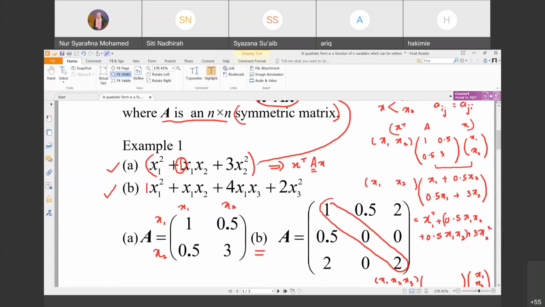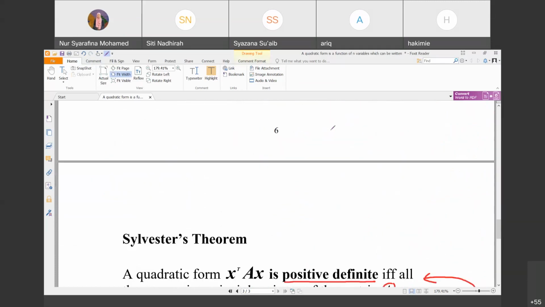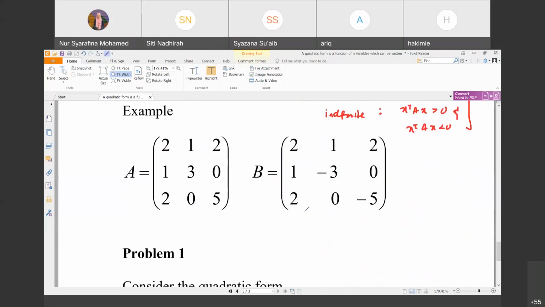So you have a function, you identify what the matrix A is, what the symmetric matrix is, okay? And you need to understand the characteristic of the matrix A. How? By looking at the successive principal minors. Okay, example here. Look at A. A is given by 2, 1, 2, 1, 3, 0, 2, 0, 5.